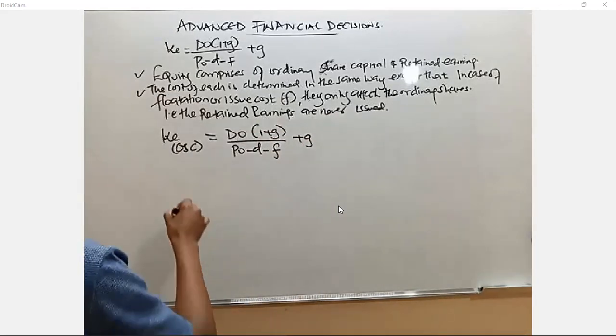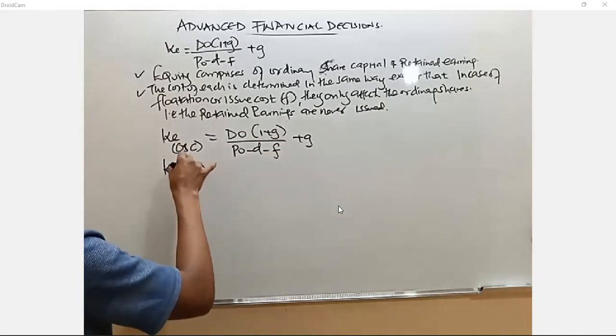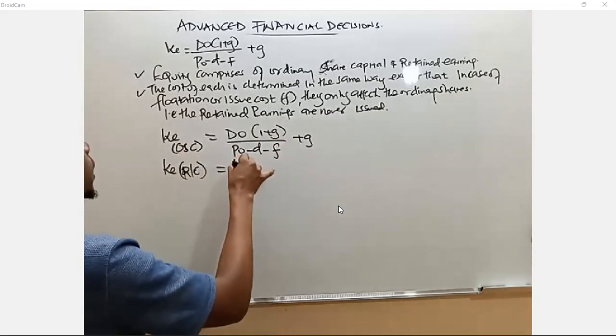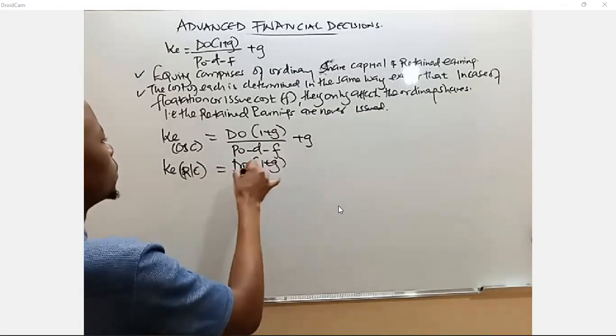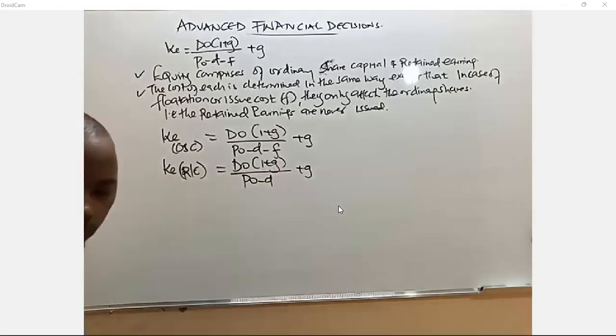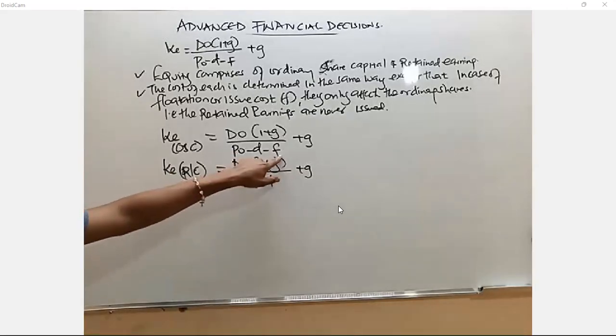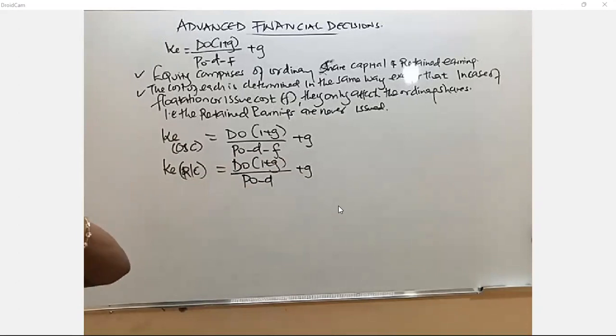But what about when I'm calculating the cost of equity of the retained earnings? I'm going to take D0(1+g) divided by P0 minus D, plus g. It means that the retained earnings are not affected by the flotation. The flotation alone affects the ordinary share capital because they are issued to the public for subscription.